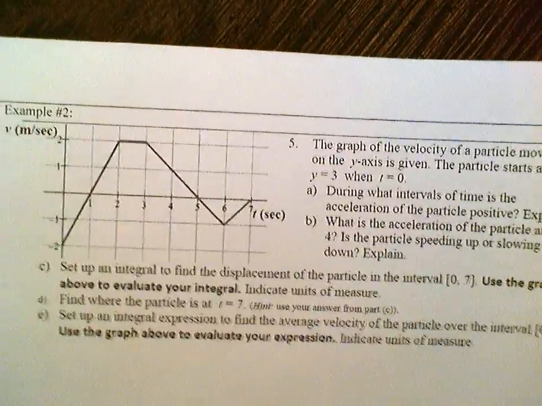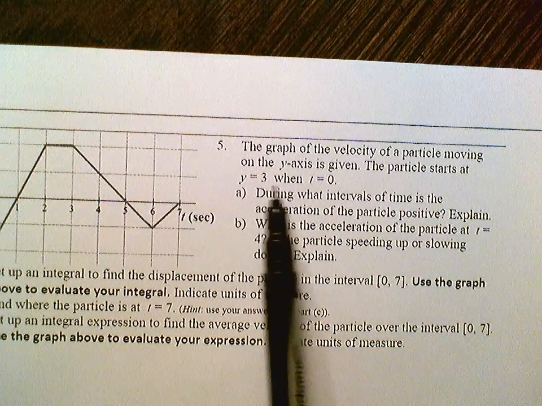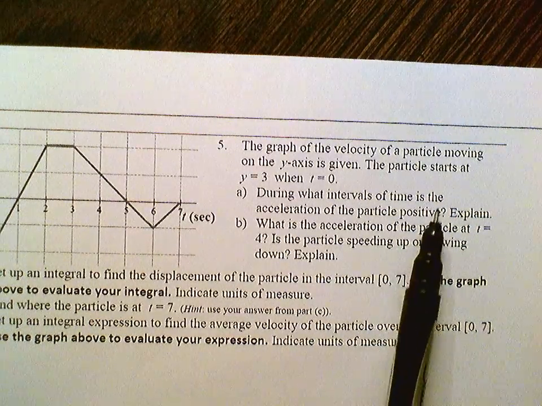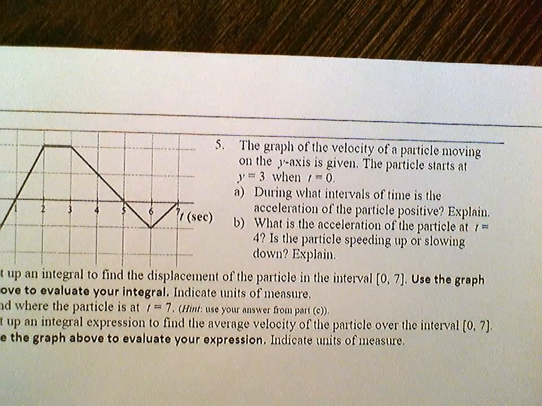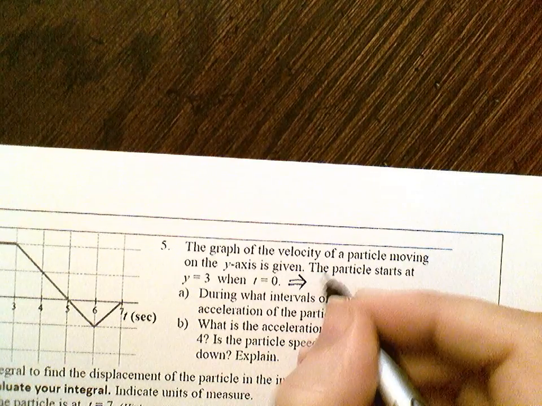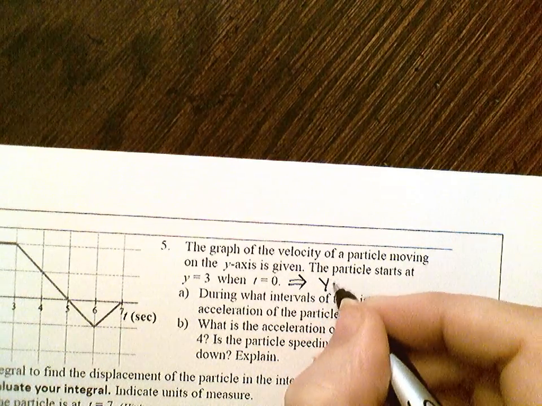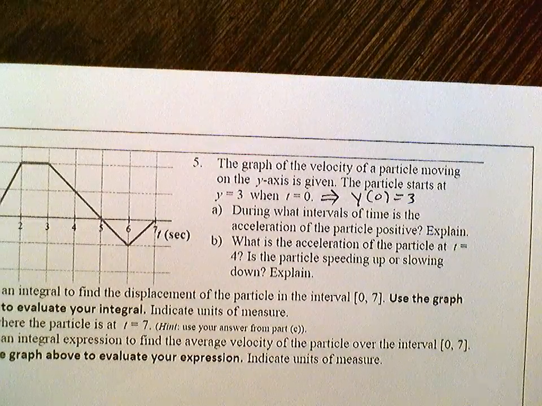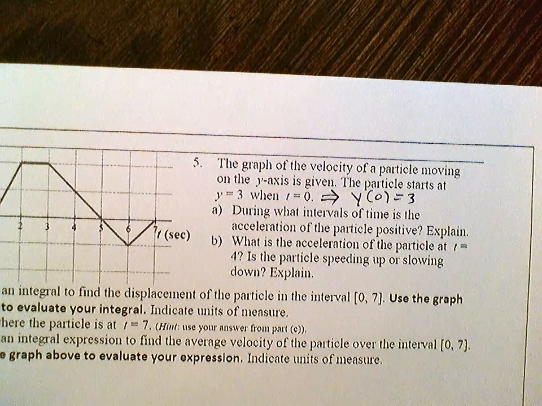Now, let's do this example on the next page. The graph of the velocity of a particle moving on the y-axis is given. It's this graph here. The particle starts at y equals 3 when t equals 0. So I'm going to translate this here. I'll call y of t the position function, so we'll say y of 0 equals 3. I'm letting y of t, y at a certain time, be the position on the y-axis.